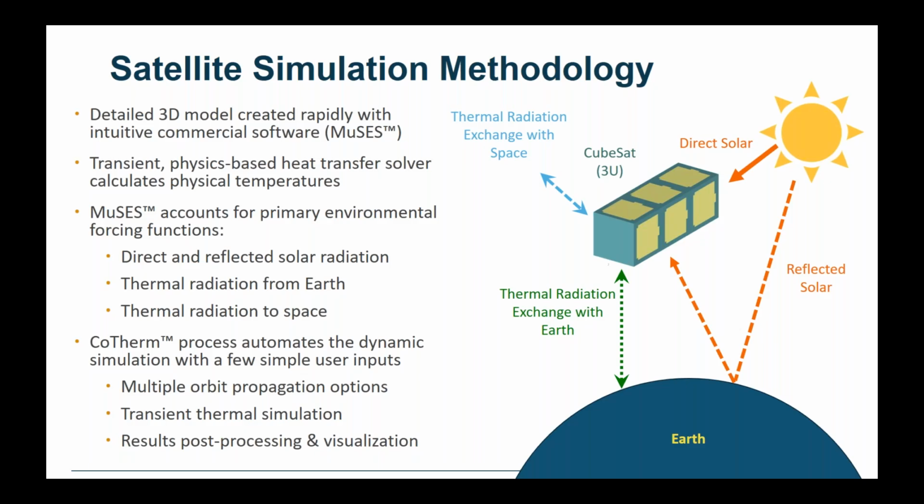And a CoTherm process can be used to automate this kind of dynamic simulation with just a few simple user inputs. And some of the interesting things about that CoTherm process involve multiple orbit propagation options, the ability to automate that transient thermal simulation, as well as post-process the results and visualize them.